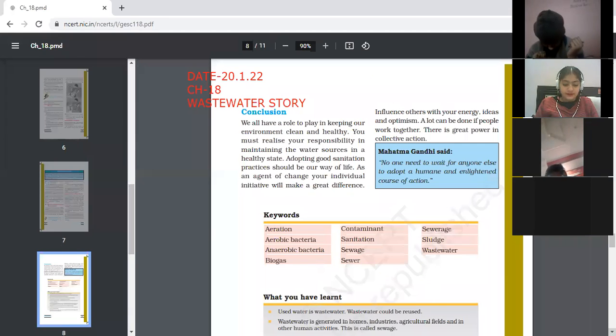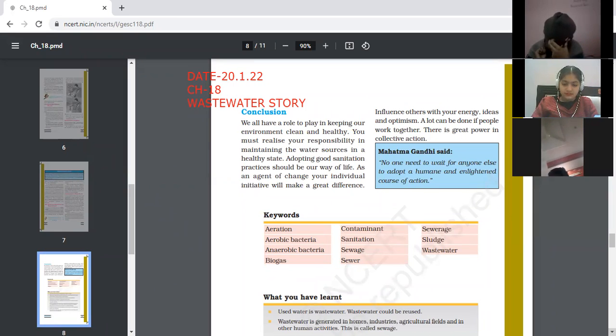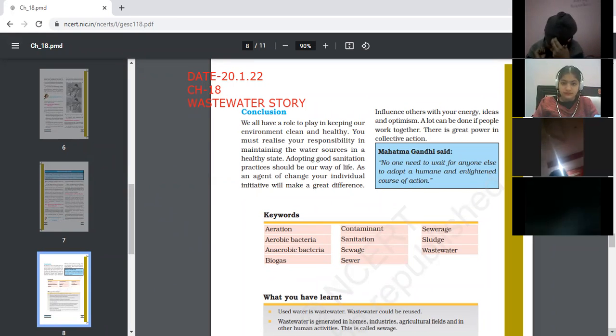Whenever you are eating anything, you should not throw the wrappers here and there. Throw it in the proper place, either in the dustbin. If you don't get a dustbin, bring it with you, throw it at your home. So a few of these things should be kept in mind.